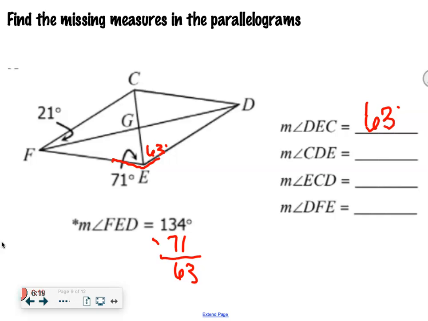We have a bunch of alternate interior angles in here because it's a parallelogram, right? We have parallel lines. So if this guy right here is 71, this is 71. If this is 63, 63. If this is 21, 21.